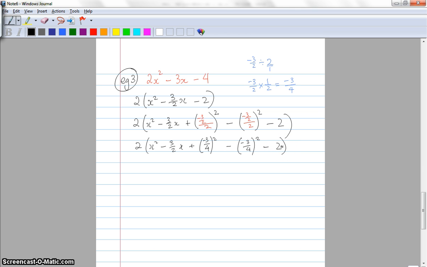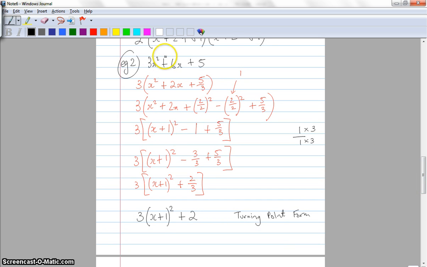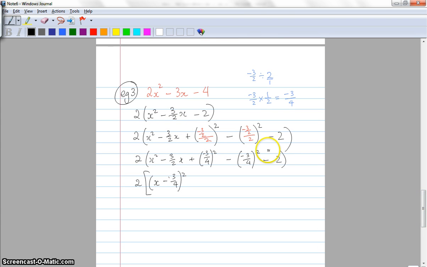Okay, and now I can condense those first three terms into a perfect square. That becomes x, this one is minus 3 over 4 squared. Generally, if that's a minus, in fact always, if that's a minus, that's a minus. If that's a plus, that's a plus. Okay, but it's good to go through the whole working out just to prove that anyway. So I've got this now.